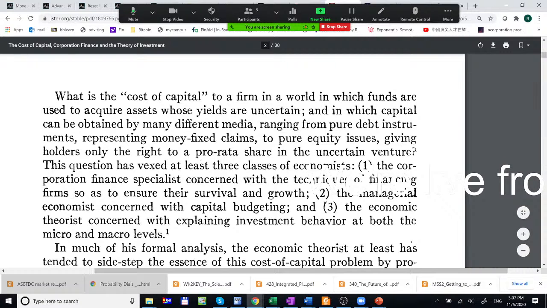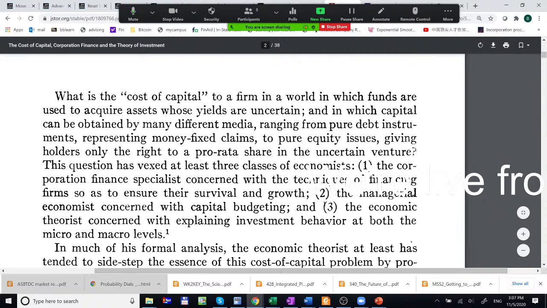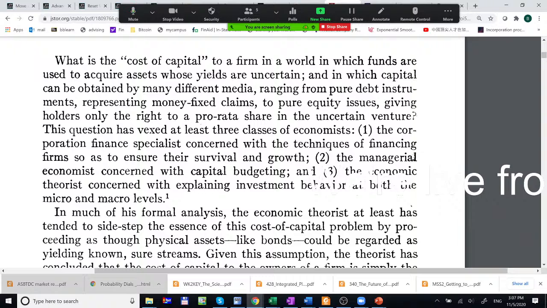Second, the managerial economist concerned with capital budgeting. Capital budgeting basically means how you allocate your resources. You want to choose those positive NPV projects. Third, the economic theorist concerned with explaining investment behavior at both the macro and micro levels. So that means they are concerned with how much investment on aggregate the companies make.